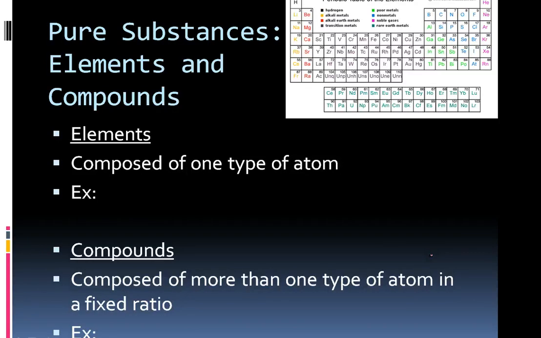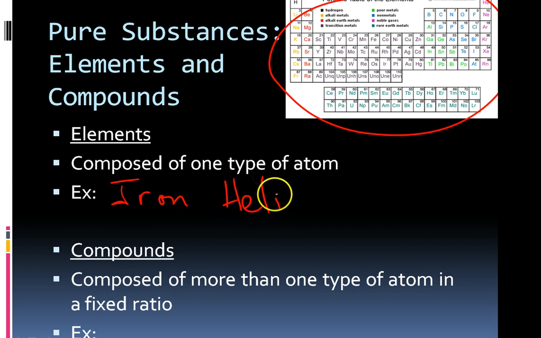Okay, next we're going to move to the difference between elements, compounds, and mixtures. And we're going to start off with what are called the pure substances, the elements and compounds. Elements are made up of one type of atom, and you can see on our periodic table up here, those are all the different types of elements, and they're all composed of one type of atom. Some examples would be iron or helium, etc. So those are all one type of atom.